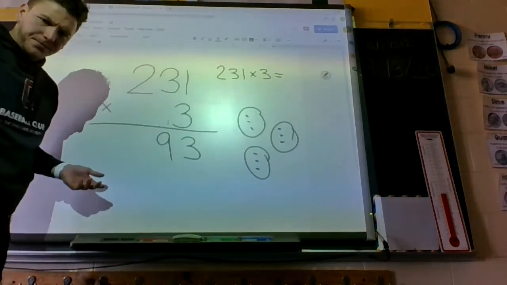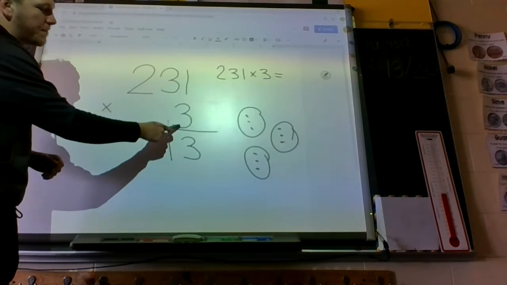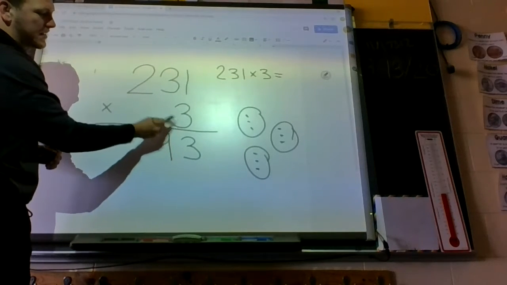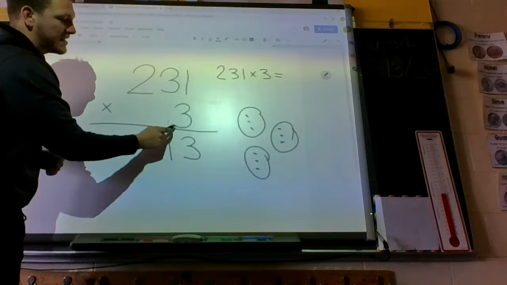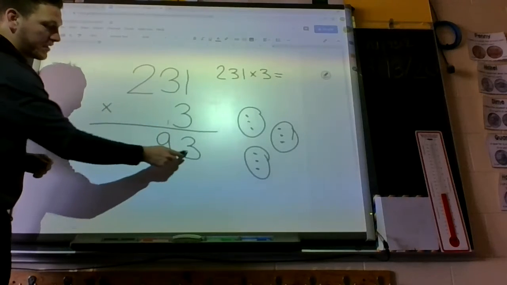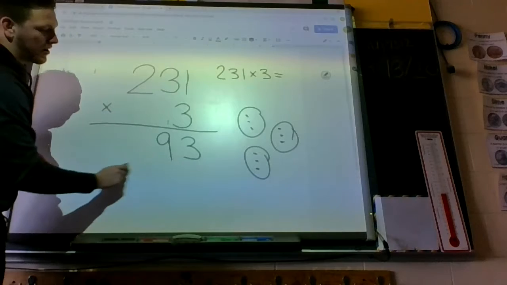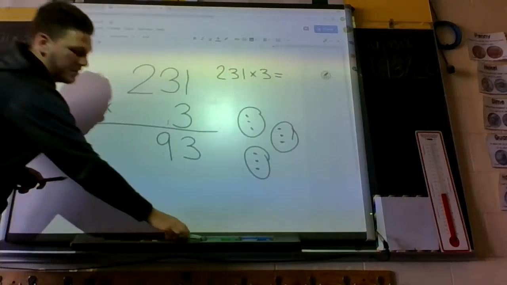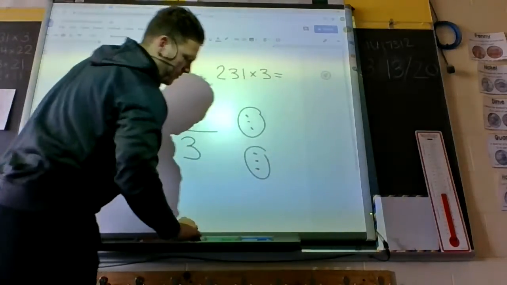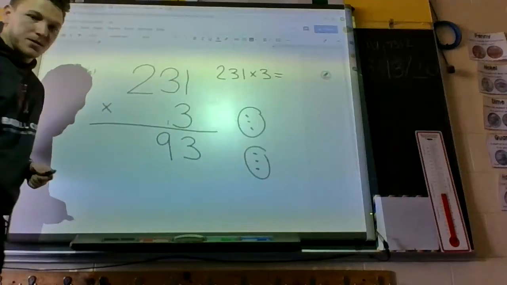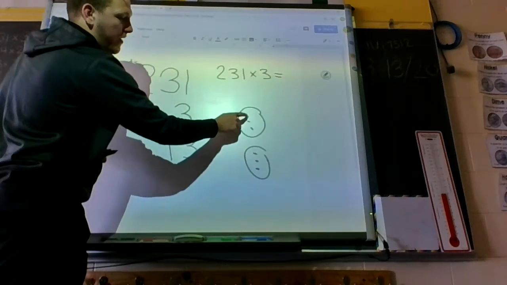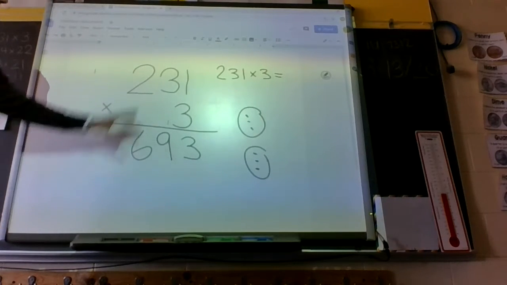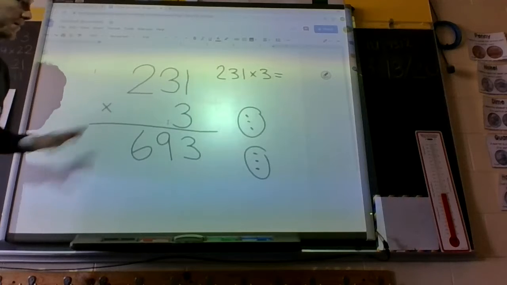Are we done yet? No, we are not done yet. We have to also do this right here, 3 times 2. Because this 2 is in the 100 spot, it's actually like 3 times 200. These are our 1s, these are our 10s, and this is going to be our 100 spots. So 3 times 2, guess what? We already drew a picture like that. We have 2 groups, and we have 3 in each, 1, 2, 3, 4, 5, 6. And what is our answer? 693. And that's a pretty big multiplication problem.